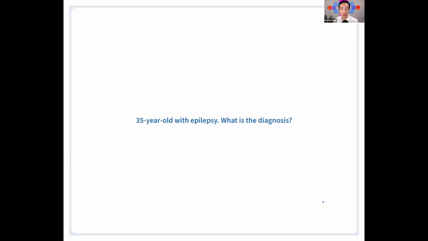A 35-year-old with epilepsy is our next case. What is the diagnosis?